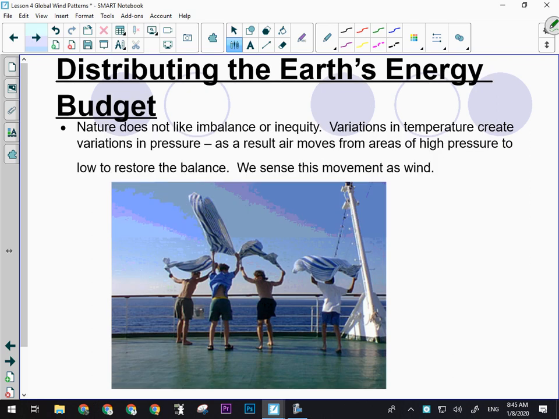So nature doesn't like imbalance, or inequity. So there's always going to be a movement of air trying to balance, like we said before, differences in energy and differences in pressure. So that creates the movement of air that we sense as wind. And obviously, if you're on a ship or something like that, you can feel that. Anywhere you can feel that. Here you can feel that. We can see flags moving around here, because there's usually some wind.